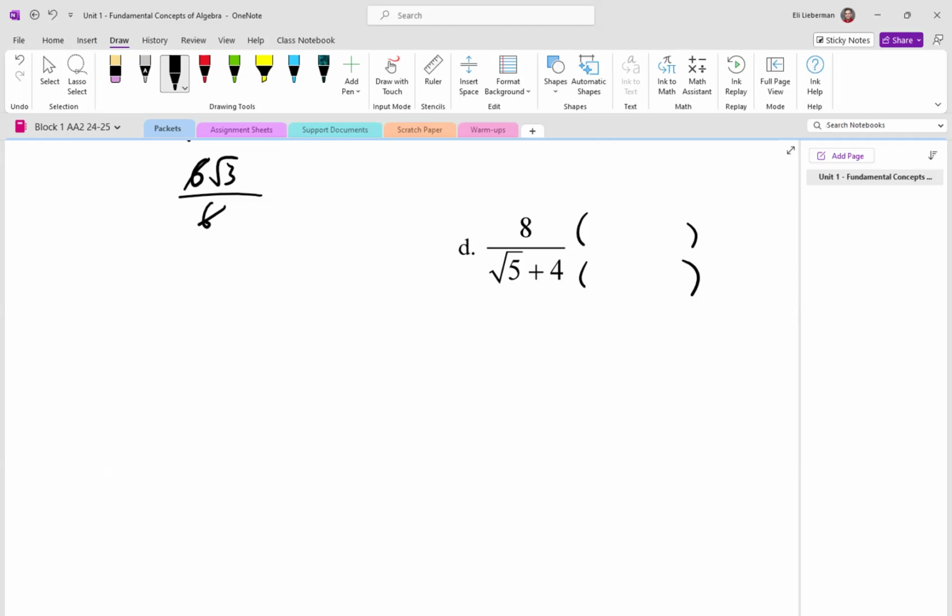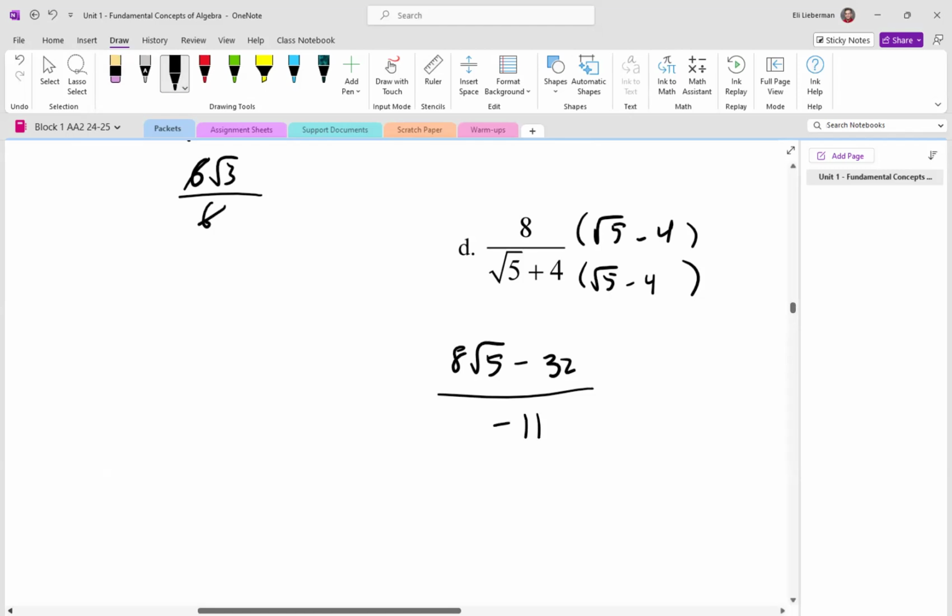Okay, so we're multiplying top and bottom by 5 minus 4. Top, 8√5 minus 32. Bottom, we have 5 minus 16. Are we okay with that? 5 minus 16 is -11. Any questions?